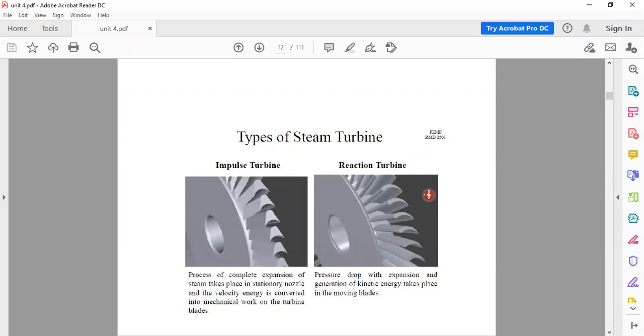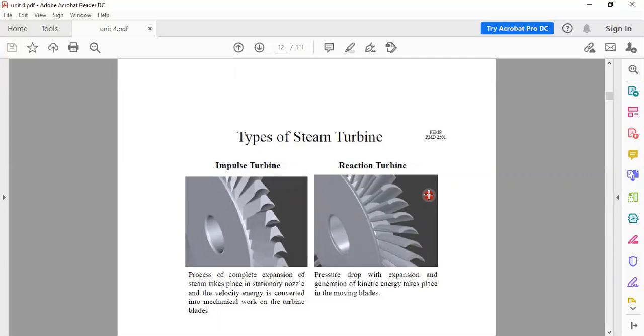In impulse turbine, the process of complete expansion of the steam takes place in the stationary nozzle, and the velocity energy is converted into mechanical work on the turbine blade. The pressure drop with expansion and generation of kinetic energy takes place in the moving blades.